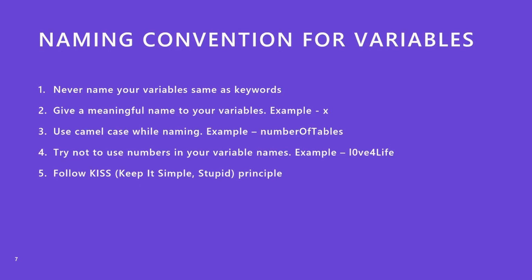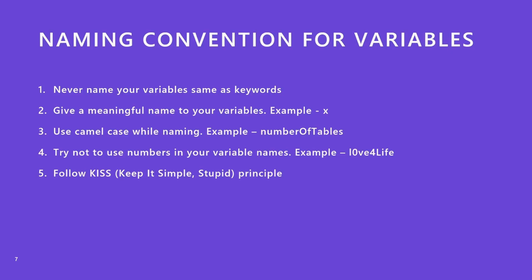Third, use camel case while naming your variables. In most of the production environments, people use camel casing, which is to keep the first character of every word as capital, except for the very first character. As we can see here in the example, number of tables, N is small, whereas O of off and T of table is capital.